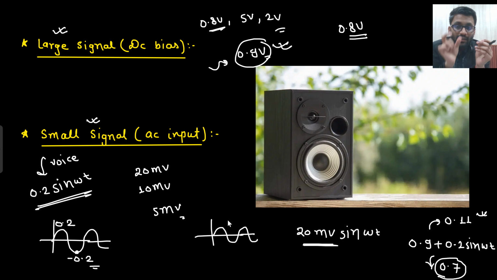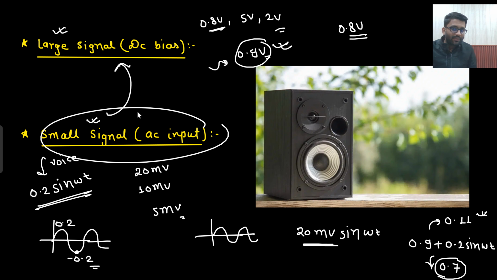So the reason is, if I am superimposing a small signal, a different input, on the large signal, then the signal has to be small. So this AC input has to be small. That's why it is known as small signal, and it will have a very small amplitude.